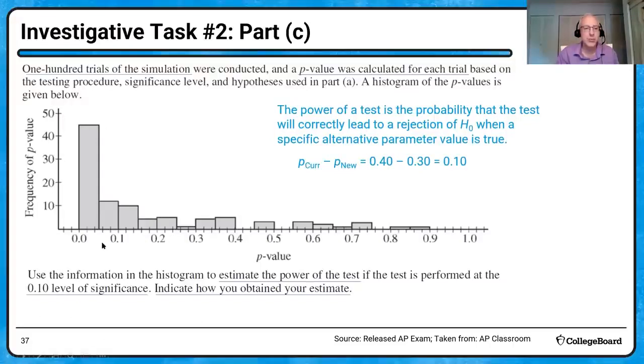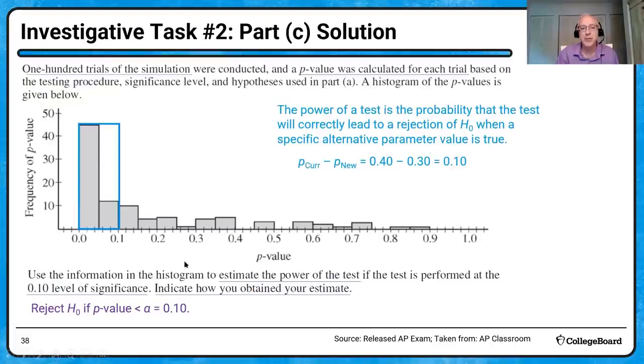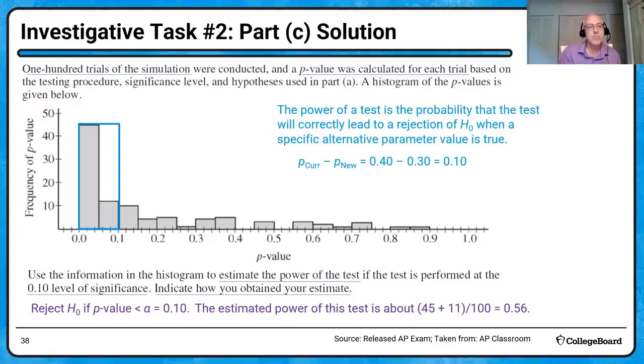So on the graph, we need to look and see where the p-value is going to be less than 0.1. And of course, that's over here on the low end of the graph. And then we just need to count up how many of the trials out of 100 that happened for. So I got 45 roughly for the first one and about 11 for the second one. So I'm getting 56 out of 100, or about 0.56. So the power of the test to detect that 10 percentage point difference, if in fact that's the case, with sample sizes of 100 and 100 and a significance level of 0.1, is 56%.